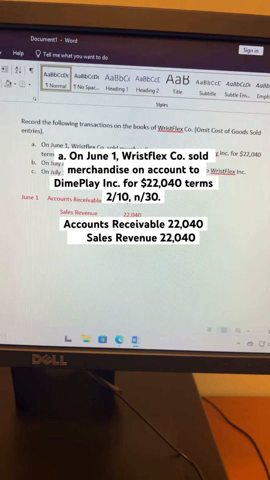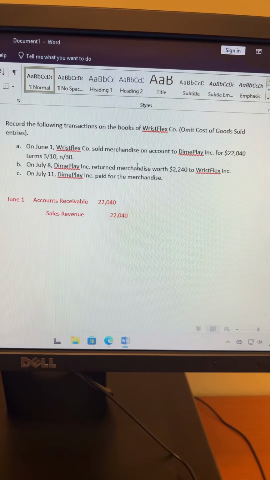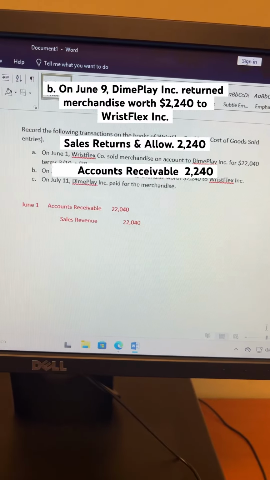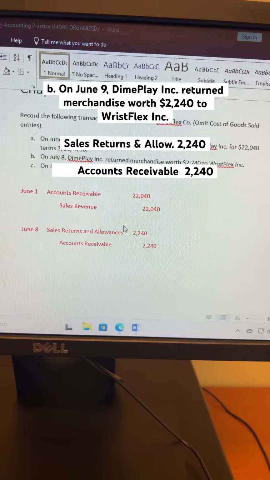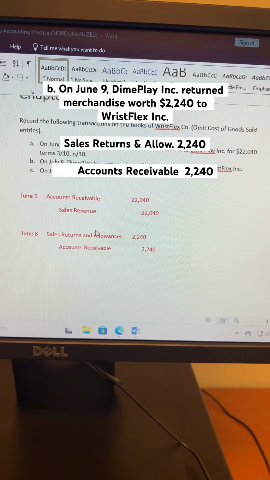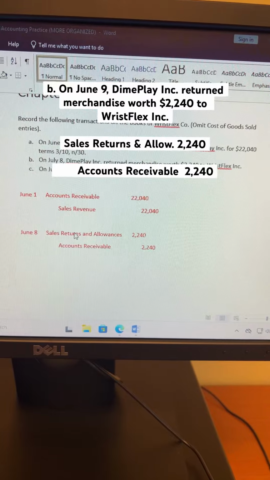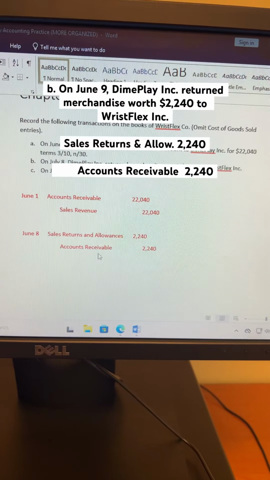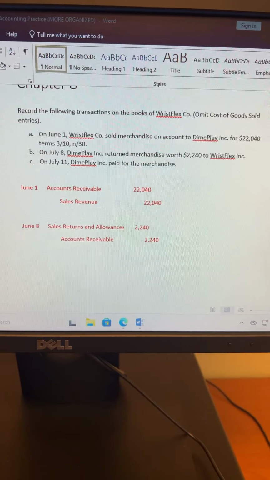Now, Part B says, on July 8th, Don Play Incorporated returned merchandise worth $2,240 to Wristflex Incorporated. So you're recording the POV of the seller. So you debit sales returns and allowances. That's only an account, a contra asset account the seller used. And you're going to credit accounts receivable because it goes down because you got to give them back their money since they returned your shitty merchandise.